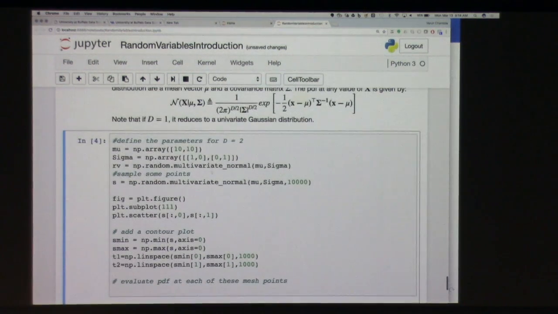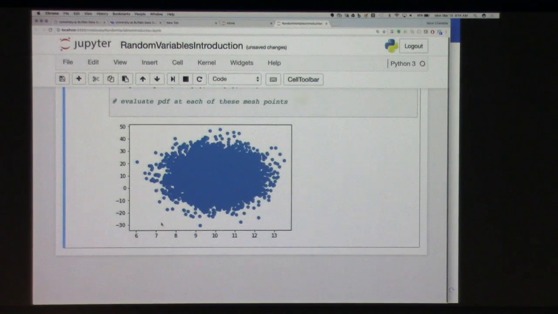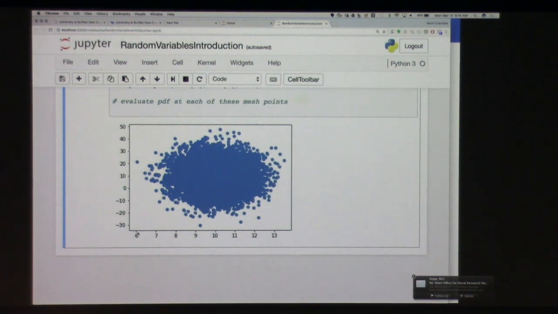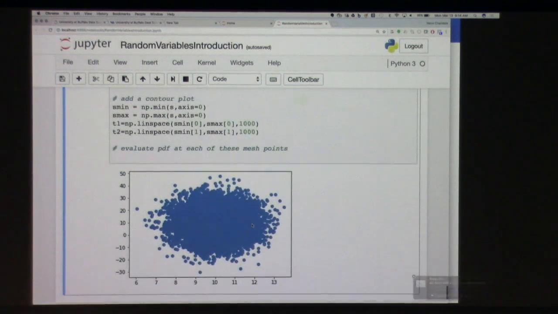And if I keep changing these values, so instead of 1 0 0 1, if I make the variance along one of the dimensions 100, then you will see that this distribution is spread from minus 30 to 50 along that dimension, and only between 6 and 13 in the other one, right? So this is the effect of this mu and sigma on this distribution, right?